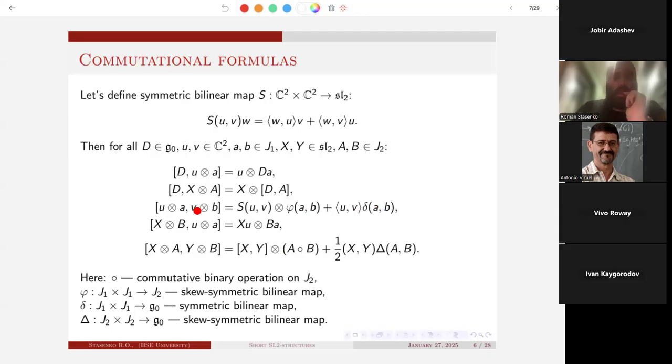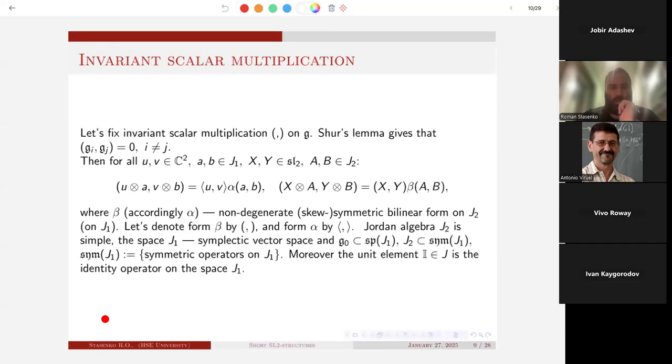So from the skew-commutativity of the brackets, we can see that phi is a skew-symmetric bilinear map, and delta, little delta, is a symmetric bilinear map. Of course, we need to define what this bilinear map, big delta, is.